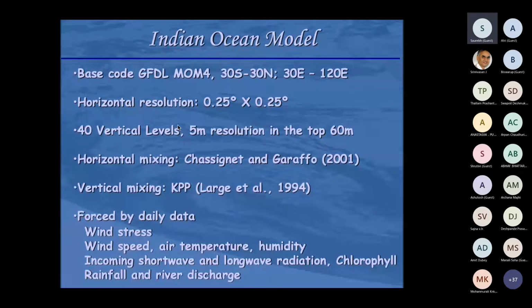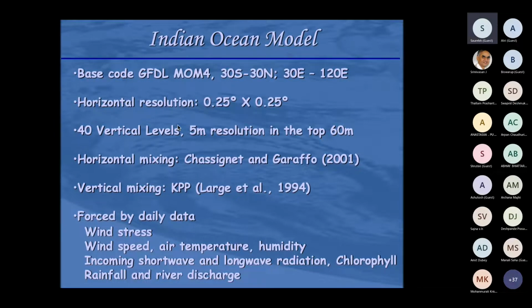So, given that background, this is the configuration of the model that we are applying. This is the GFDL model, and the version that we have used is version 4, by the students who have done their PhDs. It is configured for the entire tropical Indian Ocean, extending from 30 south to 30 north and 30 east to 120 east. The horizontal resolution that we have chosen is a quarter degree, approximately 25 kilometers, and there are 40 vertical levels, with a resolution of about 5 meters in the top 60 meters.